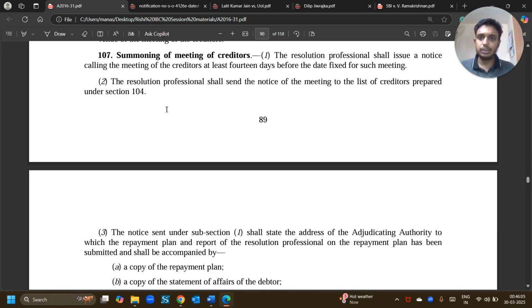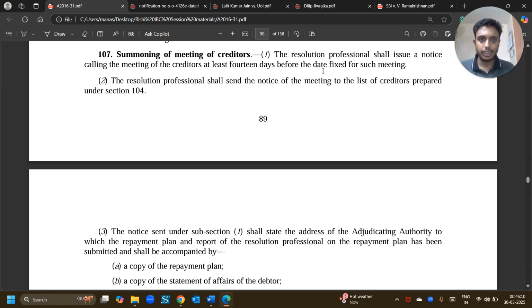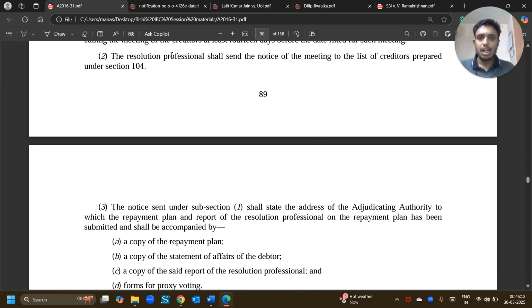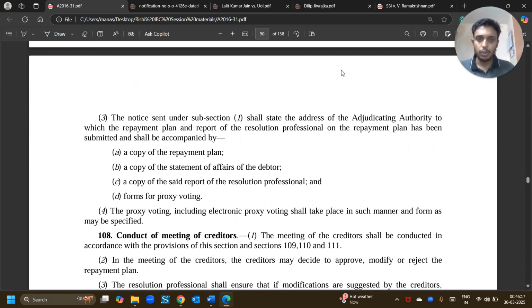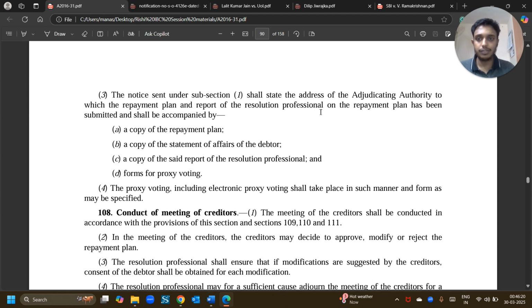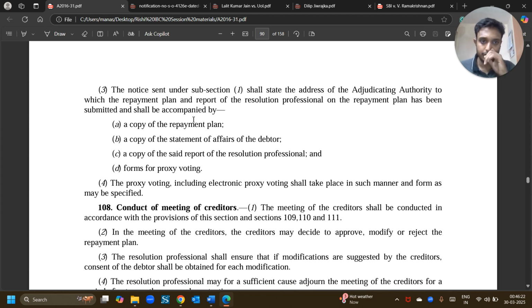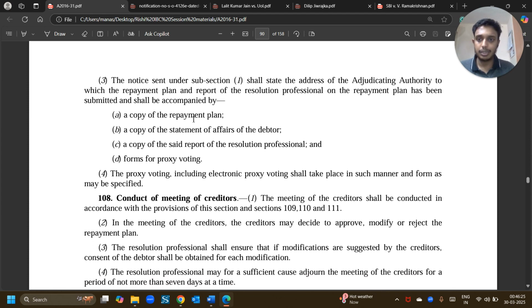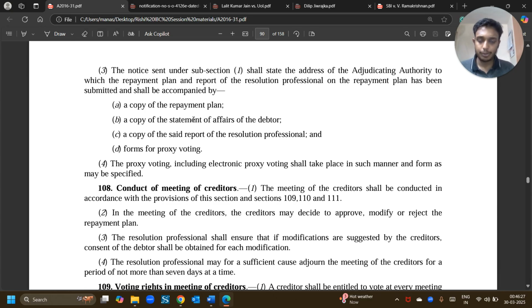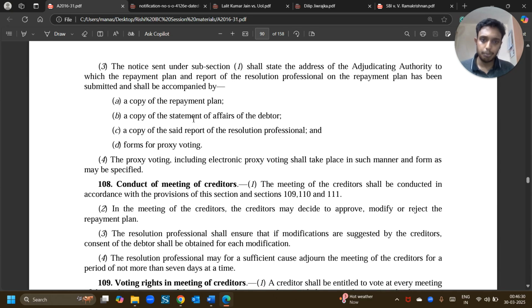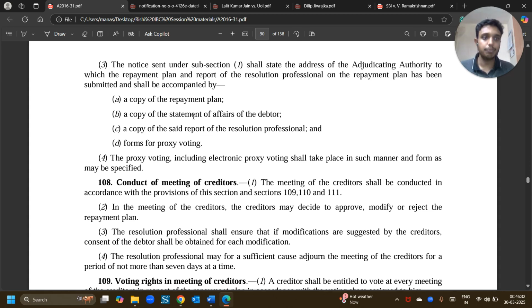Coming to section 107, it says summoning of meeting of creditors. The RP shall issue a notice at least 14 days before the date fixed for such meeting. The RP shall send out the notice of meeting to the list of creditors prepared under 104. The notice shall state the address of the adjudicating authority to which the plan and report of the RP has been submitted and will be accompanied by the following documents: a copy of the repayment plan, a copy of the statement of affairs of the debtor, a copy of the report of the RP, and forms for proxy voting. So here again you can see that because of the peculiar nature of the personal insolvency resolution process, these additional documents become necessary.